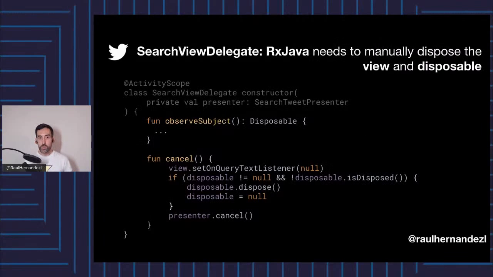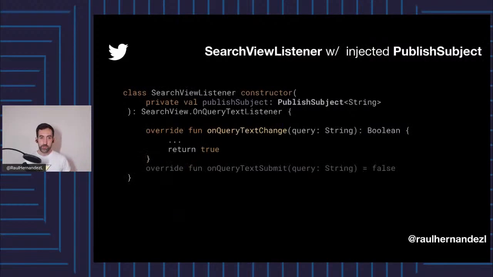Then, if we need to do the same with disposables and RxJava, we need to pass the disposable, and when canceling that, we need to make sure that we are nullifying the view in here. We need to do it manually here. And then disposing that, canceling the things from the presenter to avoid leaks from the clean architecture side.